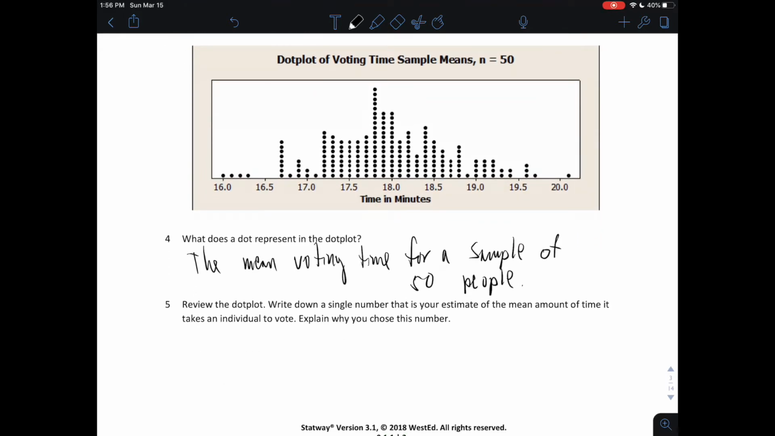Question 5, review the dot plot. Write down a single number that is your estimate of the mean amount of time it takes an individual to vote. Explain why you chose this number. Again, if we think of what we saw in an earlier question, it would make sense if we use a measure of center. So maybe if there's some way of splitting this data down the middle, maybe something like 18 minutes could be a good estimate.